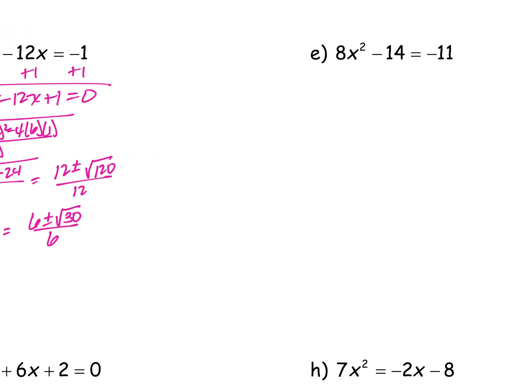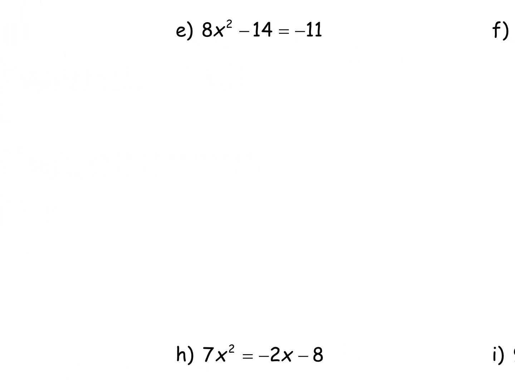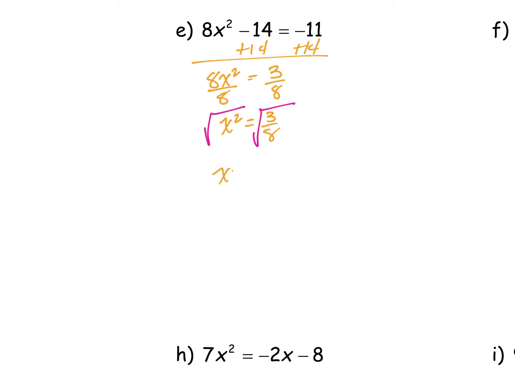Okay, so E, add 11. Oh, I did not add 11. I looked at the equation and saw there was only an x squared. So sorry, I added 14. And I got 8x squared equals 3. I divided by 8 and got x squared equals 3/8. And then I took the square root of that, and I got x equals plus or minus the square root of 3 over 8. Done.